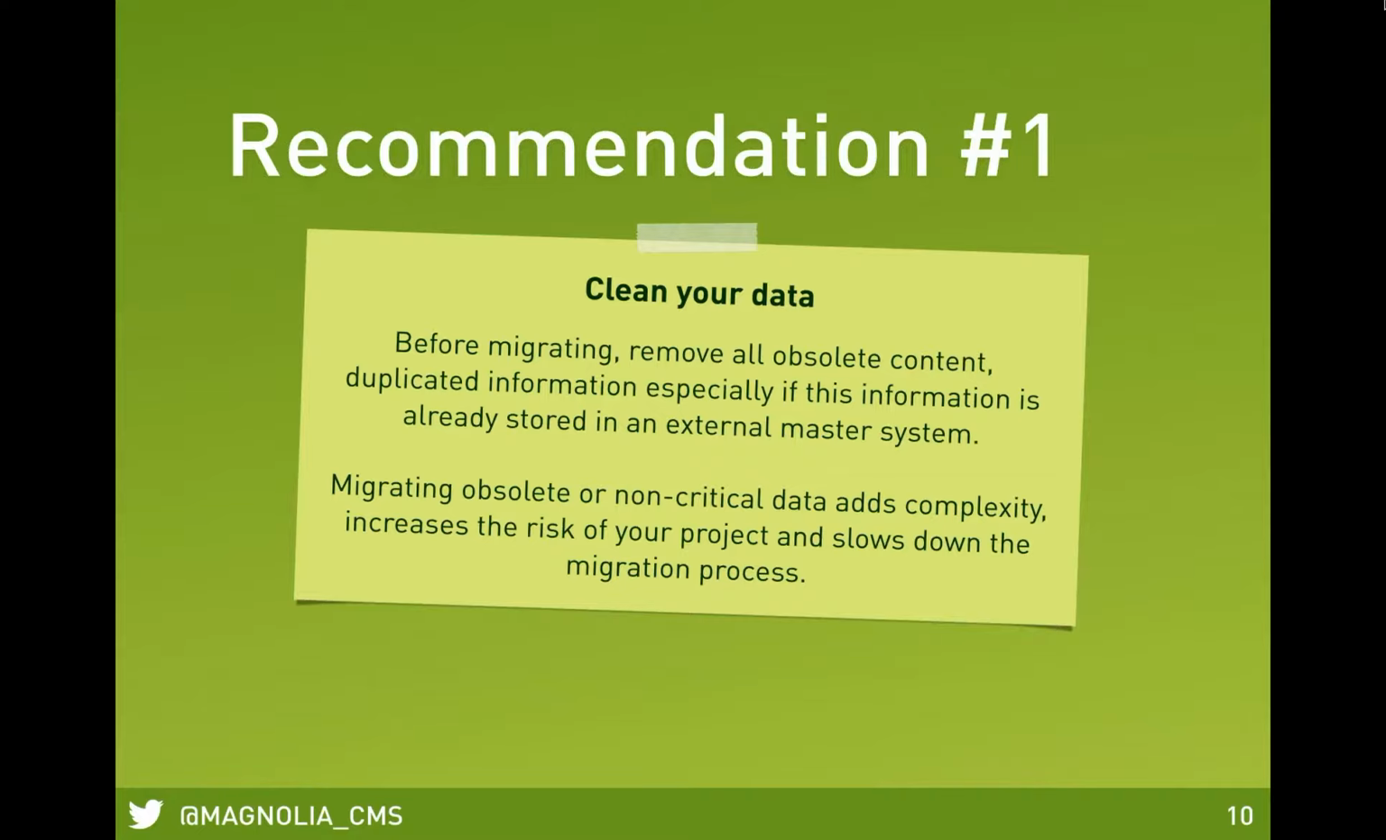You can just remove that data from Magnolia, do the migration, and import the data back into Magnolia once the migration is done. The idea here is very simple. The less data you have in Magnolia, the quicker your migration will be, and also the risk will be lower.